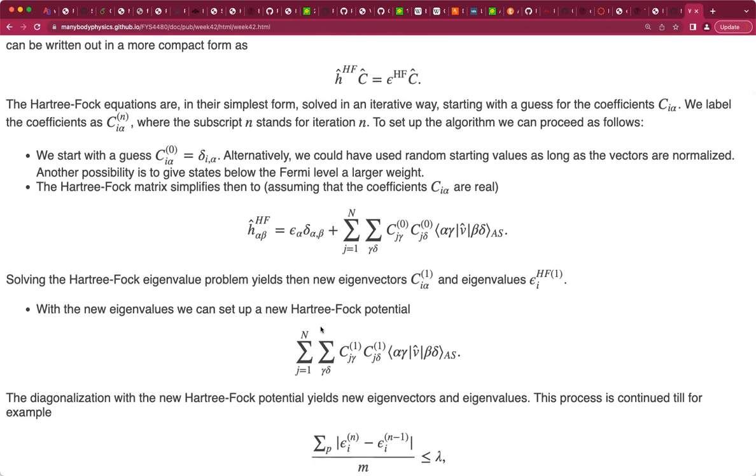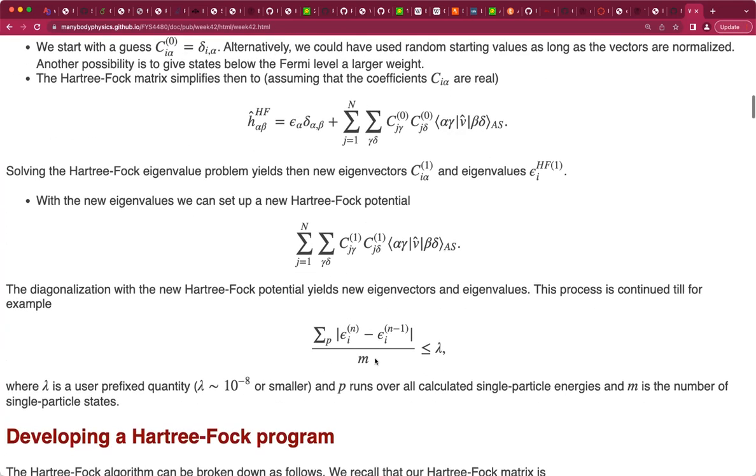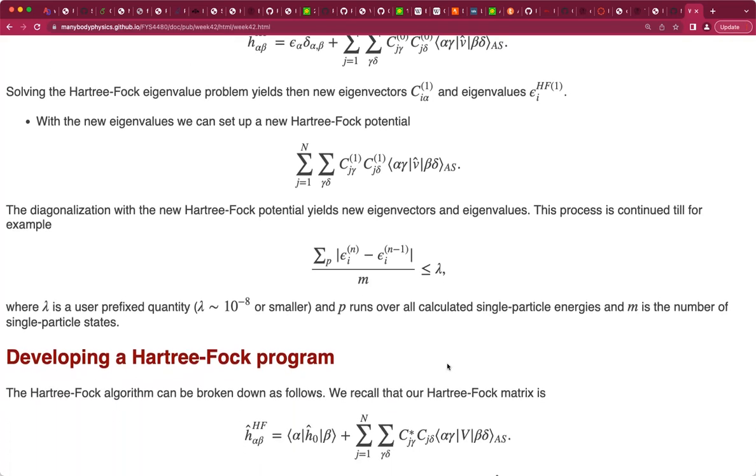Then with the new eigenvalues, you can set up the Hartree-Fock potential, and with that one you would then diagonalize again. The simplest way to do this is that every time you diagonalize, you get new eigenvalues, and you compare the sum over the eigenvalues as a vector. This would typically be either the norm 1, or you could do the norm 2 if you prefer. Then you compare that with a given criterion which you put up for when you want to truncate your iterative process.